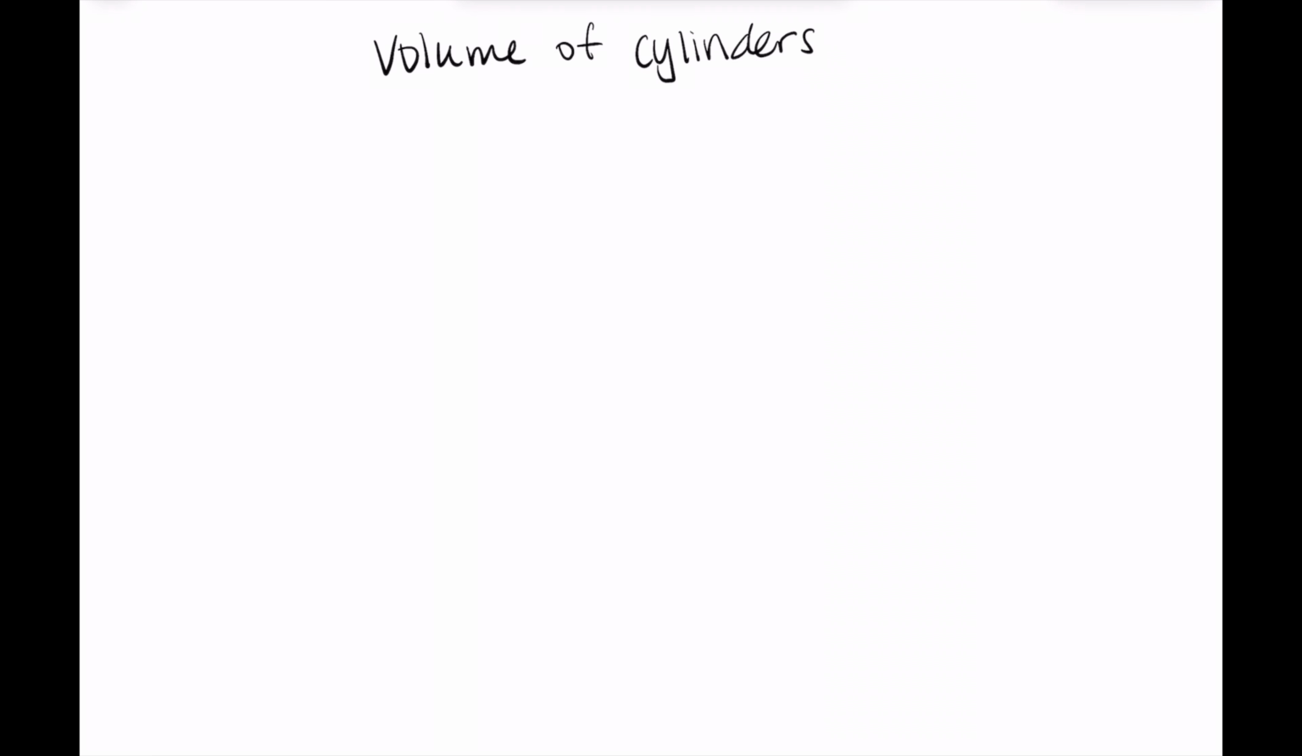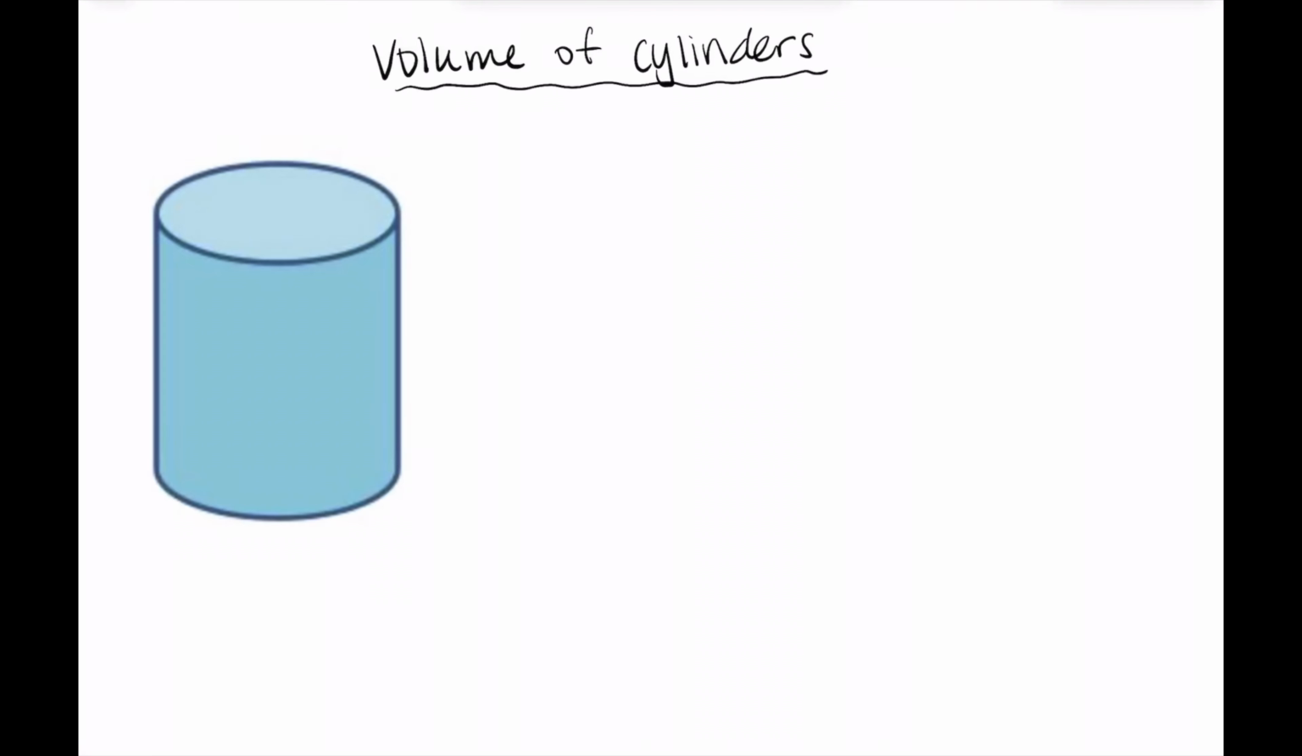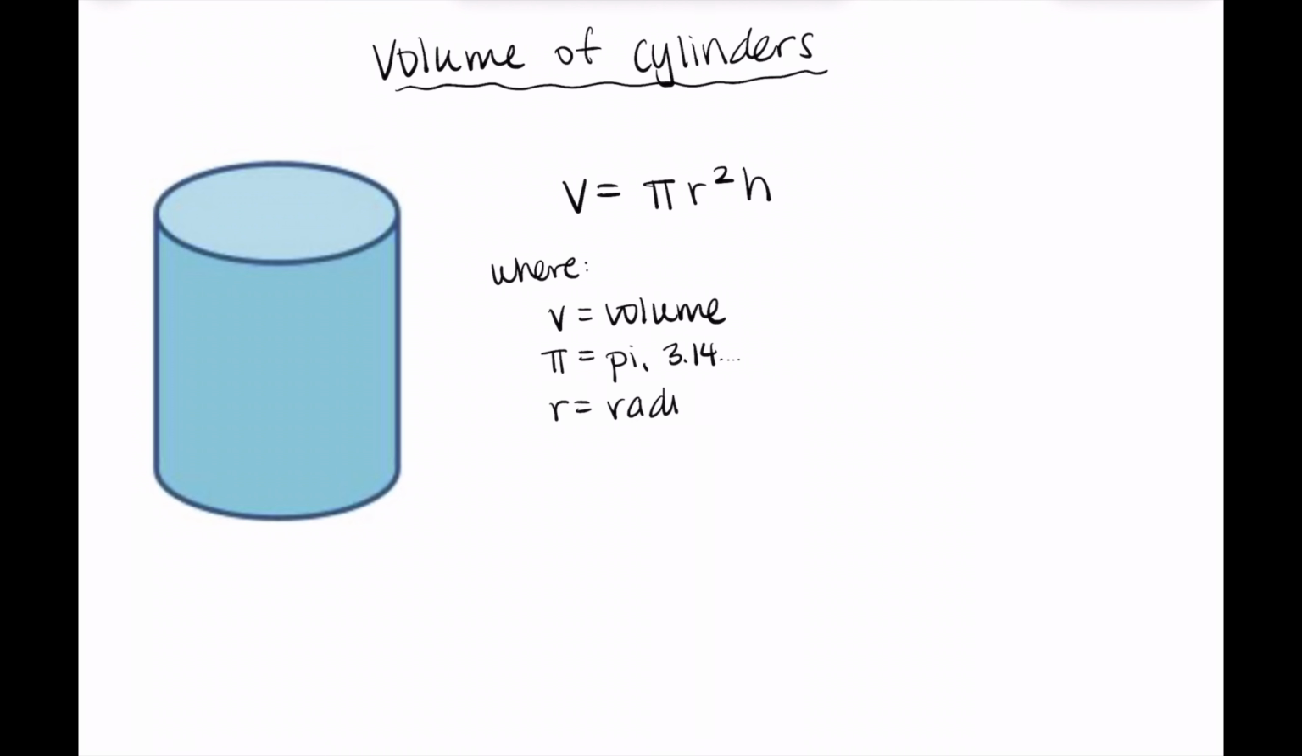So to start out, we're going to do the volume of cylinders. I have a picture of a cylinder here for you guys. The volume of a cylinder equation is V equals pi r squared h. Now, what does every term in this equation mean? Well, V is volume. Pi is a number. You can put it on your calculator or you can round it to 3.14, which we're going to do for all of our questions. Then r is our radius, and then h is our height.